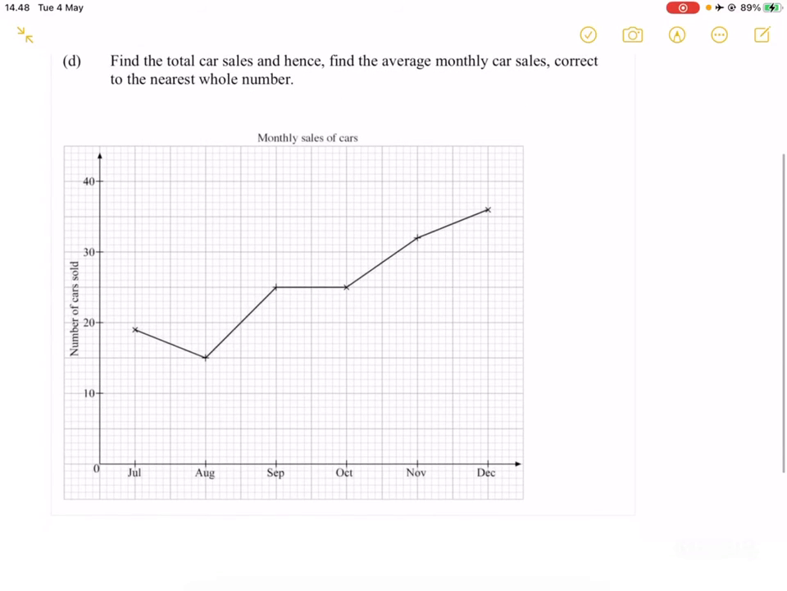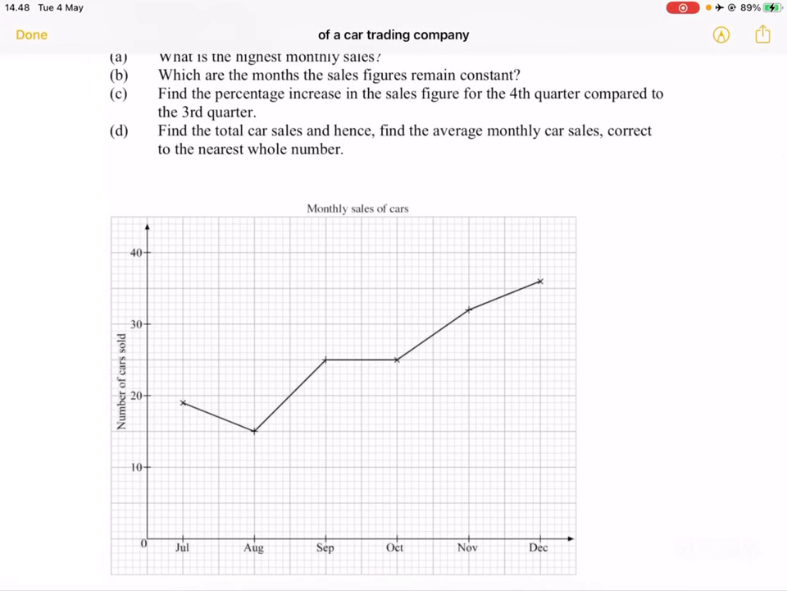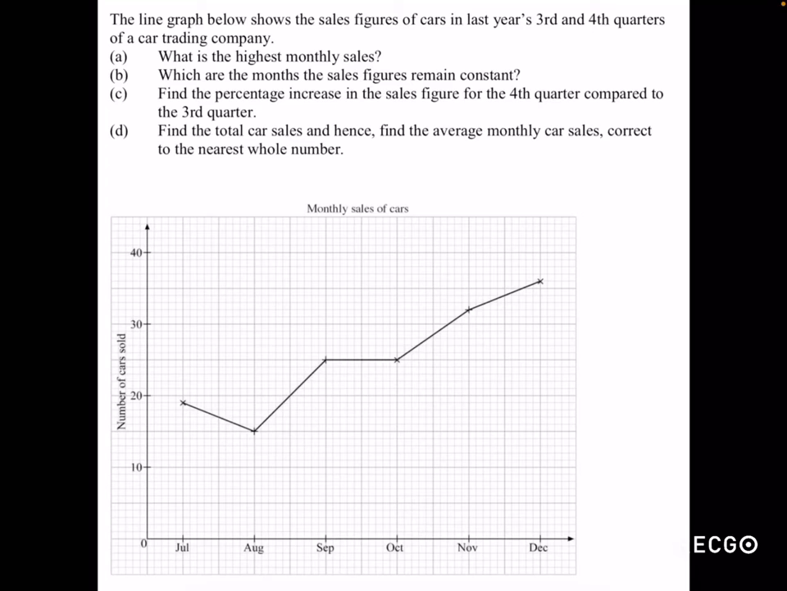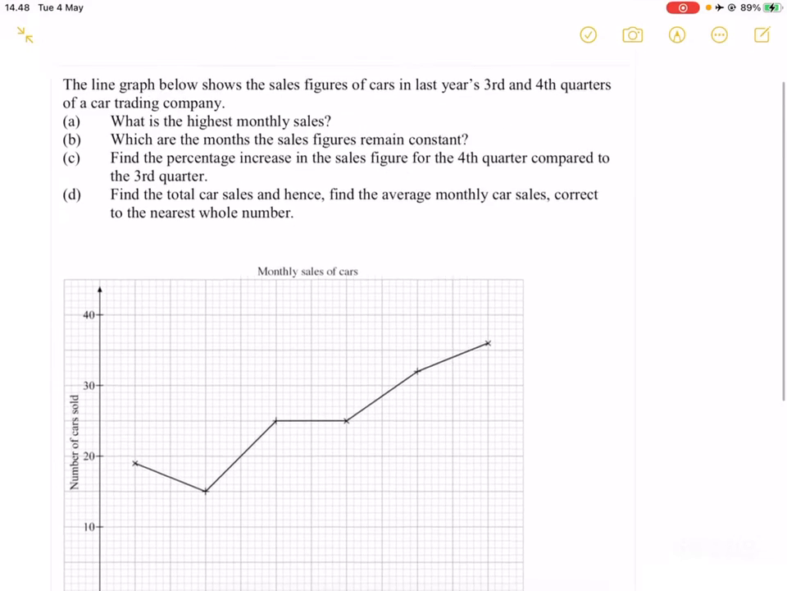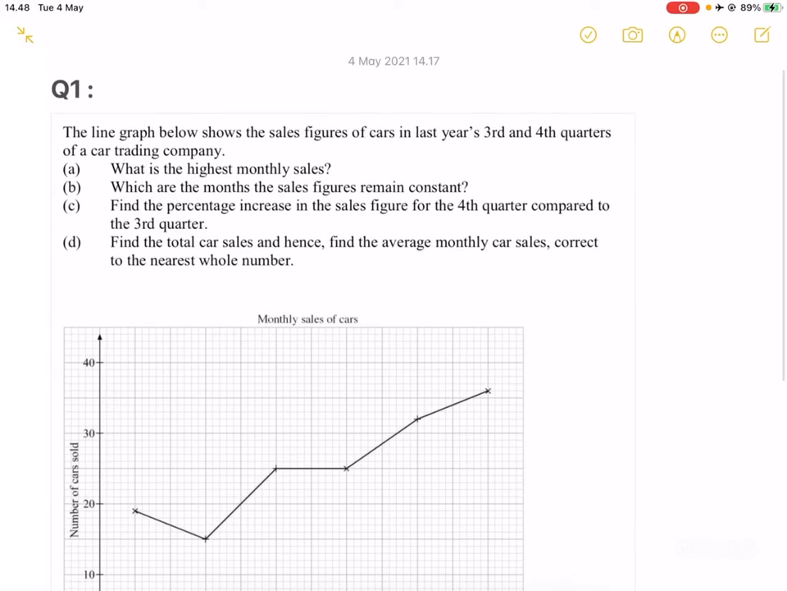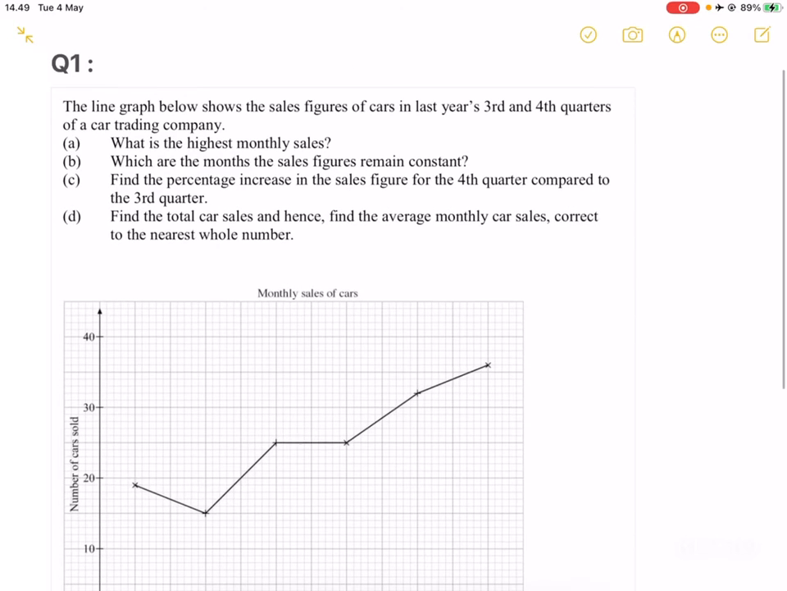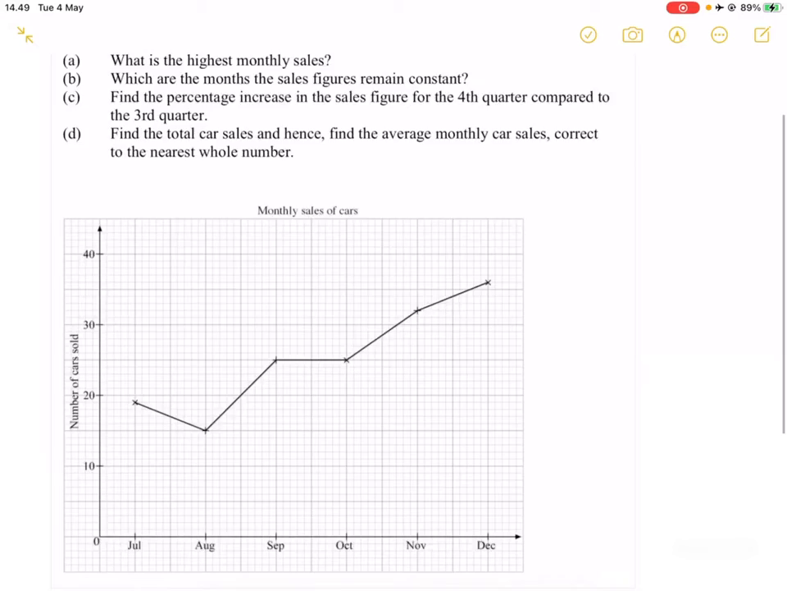As you can see here, we just zoom in. There we go. And we need to find the highest monthly sales and where the monthly sales figures remain constant. And let's just solve part A and part B.